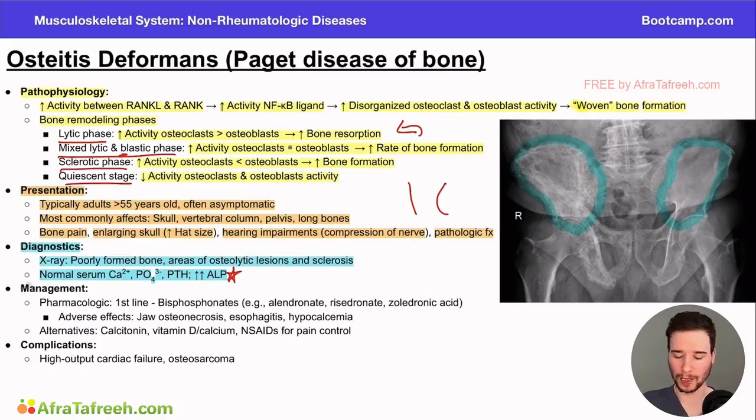Now, when we talk about the management here, our first line treatment is going to be bisphosphonates. And the reason is because these can actually induce apoptosis or destruction of the osteoclastic cells. We can actually get it to calm down so we don't have so many osteoclasts working in the system itself.